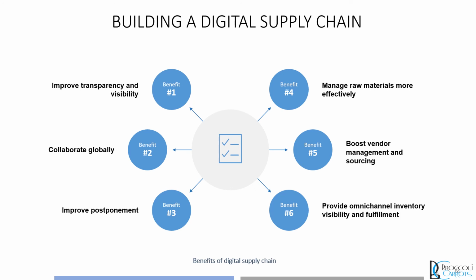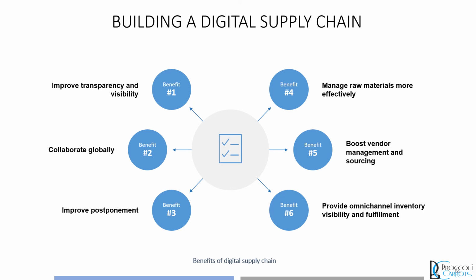A digital supply chain platform helps companies access one single version of the truth. Workflow calendars and exception management are critical, as companies scramble to update production schedules when factories are shut down. Number 3, improved postponement. Once manufacturing capacity returns, businesses can use postponement tactics to delay critical production decisions until the last possible minute. Number 4, it manages raw materials more effectively.